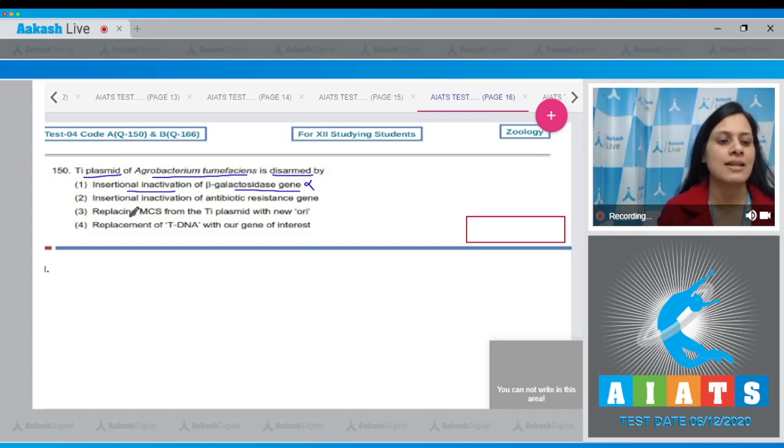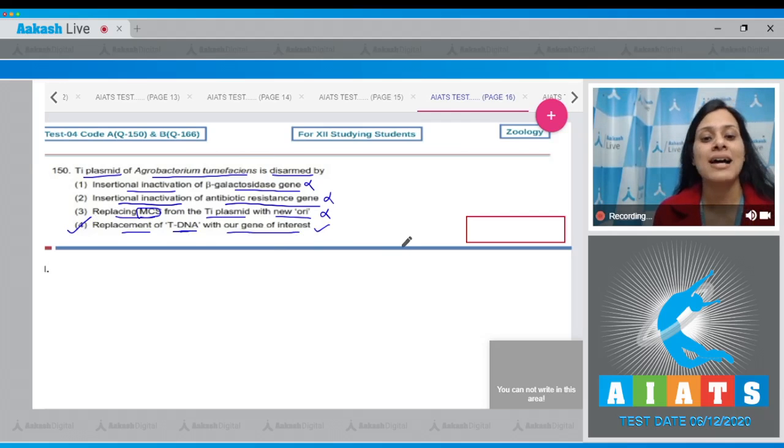The next statement says insertion inactivation of antibiotic resistance gene. This is also incorrect. The next statement says replacing multiple cloning site, MCS, from the Ti plasmid with new ori. This is also incorrect. And the last option says replacement of tDNA with our gene of interest. And as it is a correct option, this is a correct answer to our question.